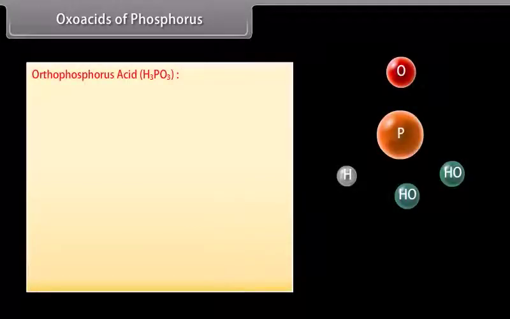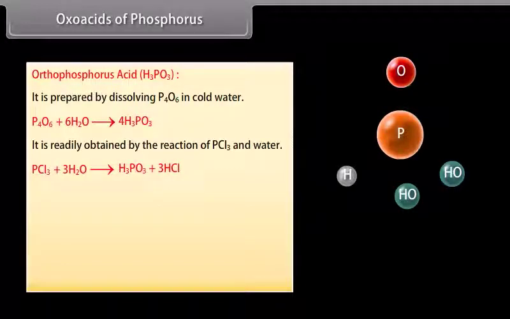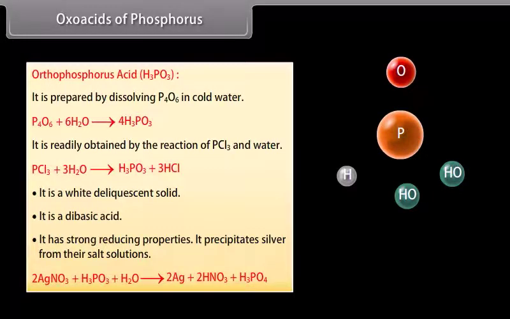Oxoacids of phosphorus. Phosphorus forms a number of oxoacids. The important oxoacids of phosphorus are the following. Orthophosphorus acid. It is prepared by dissolving P4O6 in cold water. It is readily obtained by the reaction of PCl3 and water. It is a white deliquescent solid. It is a dibasic acid. It has strong reducing properties. It precipitates silver from its salt solutions.